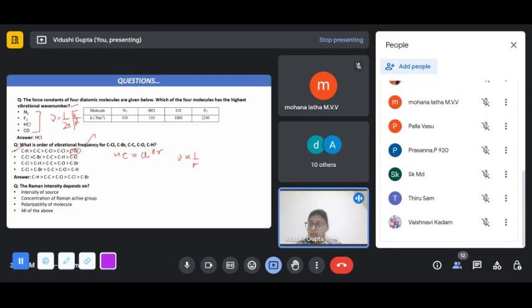So now the Raman intensity depends on intensity of source, concentration of Raman active group, polarizability of molecule, or all of the above. So on what factor will Raman intensity depend? All of the above. Yeah. So it depends on intensity, concentration, polarizability, all three.